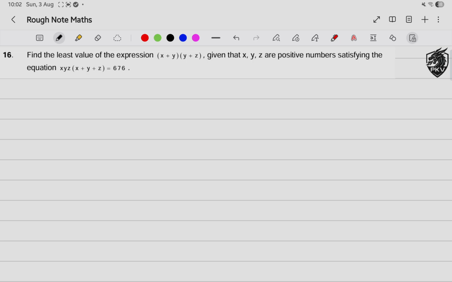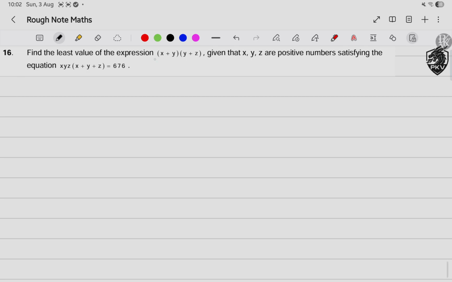For this, I have to tell you to notice the symmetry between x and z over here. That is, if you swap x for z, there will be no change in this or this. If I swap x for z and z for x over here, I'll get (z + y)(y + x), which is exactly the same as this expression.